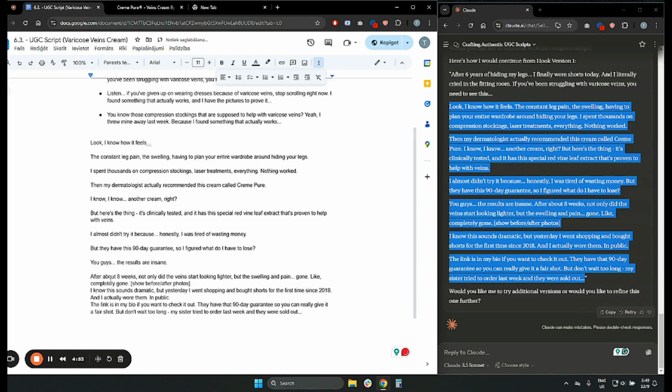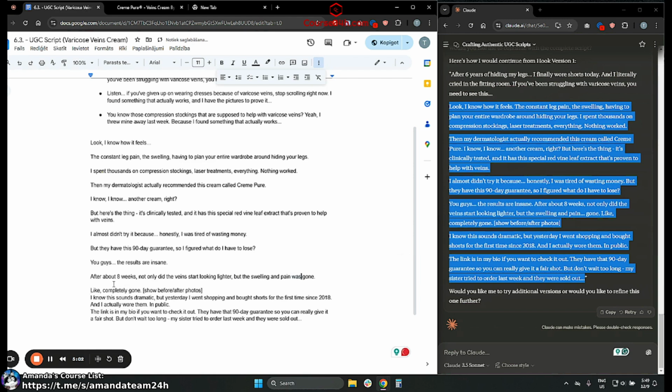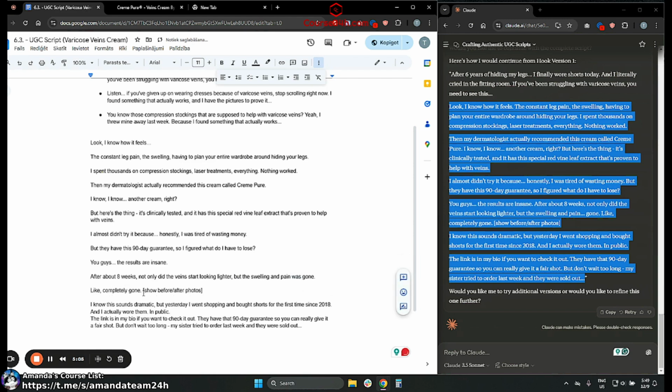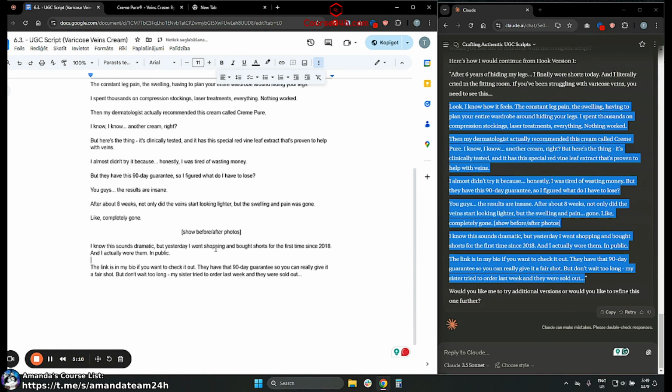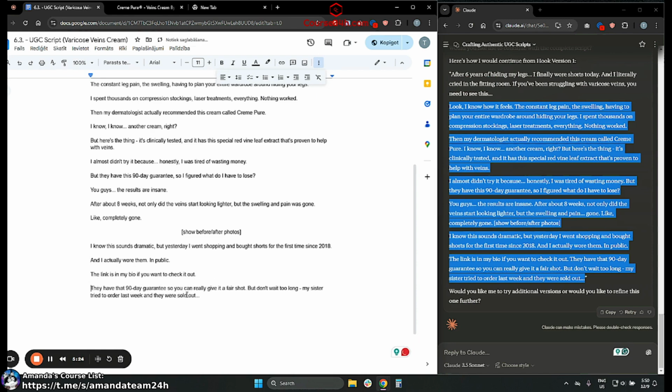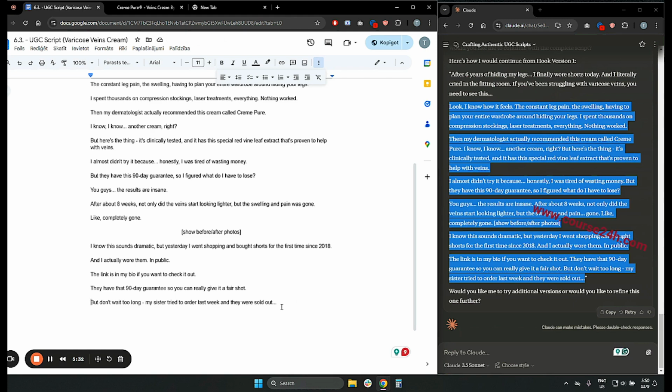"You guys, the results are insane. After about 8 weeks, not only did the veins start looking lighter, but the swelling and pain were gone, like completely gone." Show before and after. "I know this sounds dramatic, but yesterday I went shopping and bought shorts for the first time since 2019, and I actually wore them in public. The link is in my bio if you want to check it out. They have that 90-day guarantee, so you can really give it a fair shot. But don't wait too long. My sister tried to order last week and they were sold out."